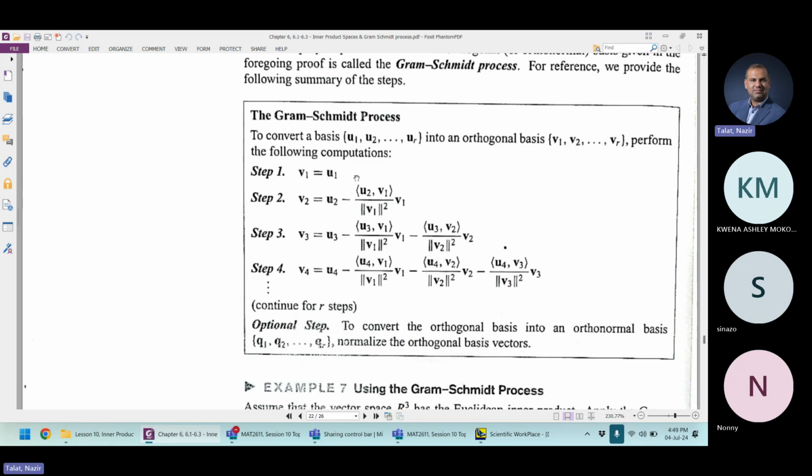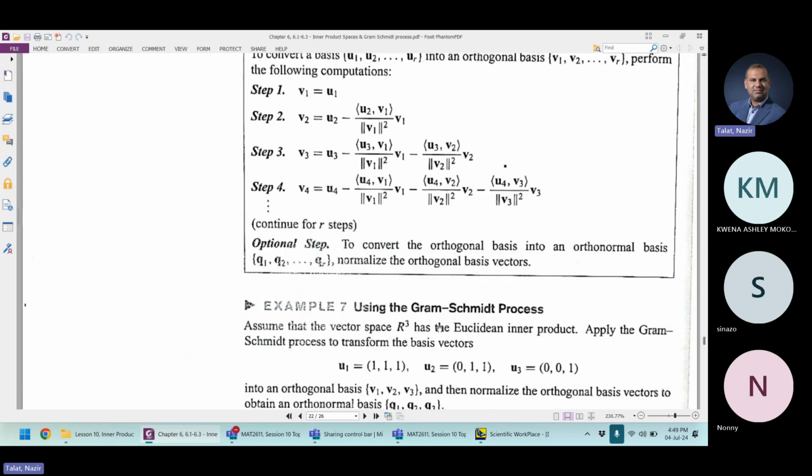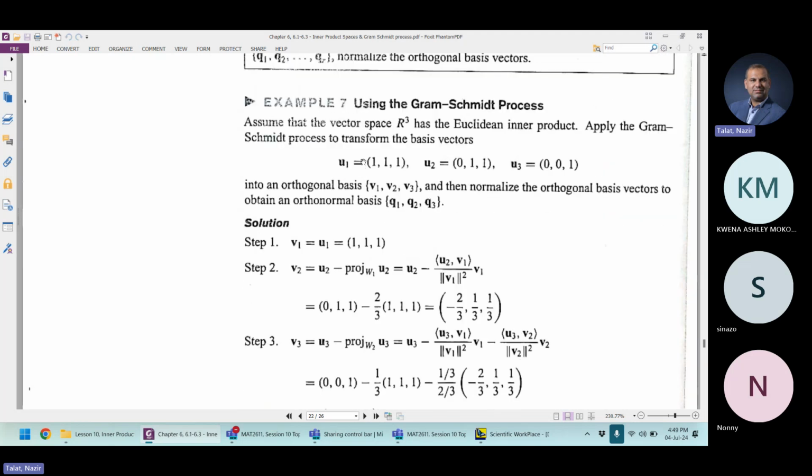And here the Gram-Schmidt process step is available. Like if U1, U2, up to UR are available, then we can find V1, V2, up to VR. These will give us orthogonal vectors, meaning their inner product with each other is equal to 0, and we can normalize them by just dividing each by its norm. For instance, this is the example. Here we have U1, U2, U3. These are the bases of R3.